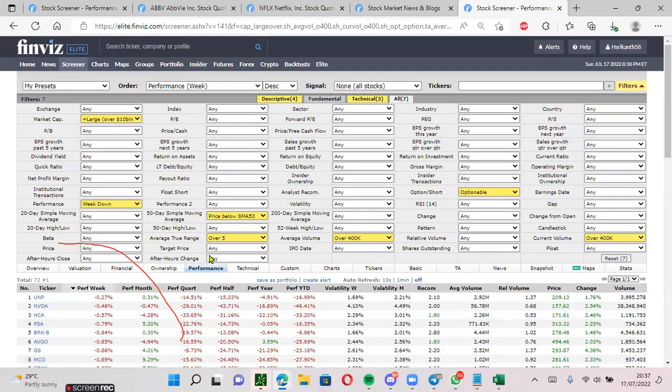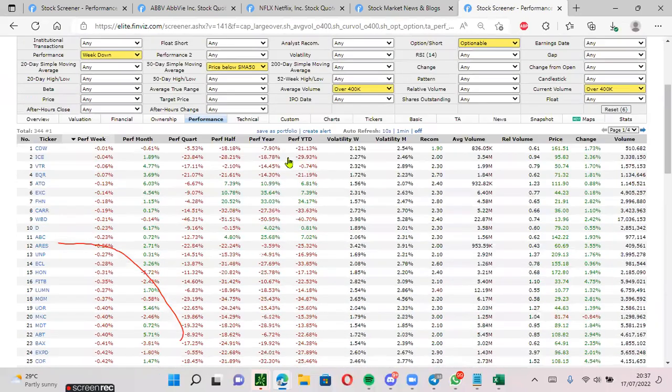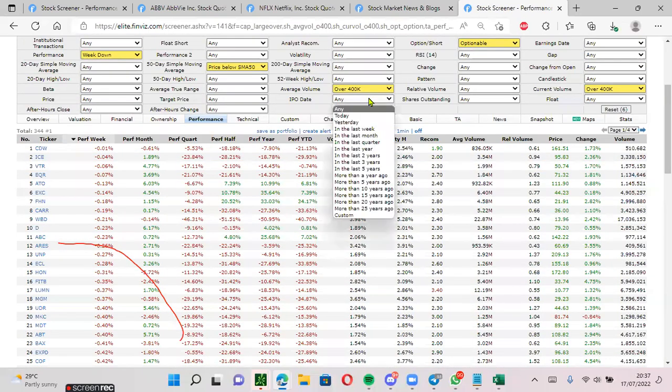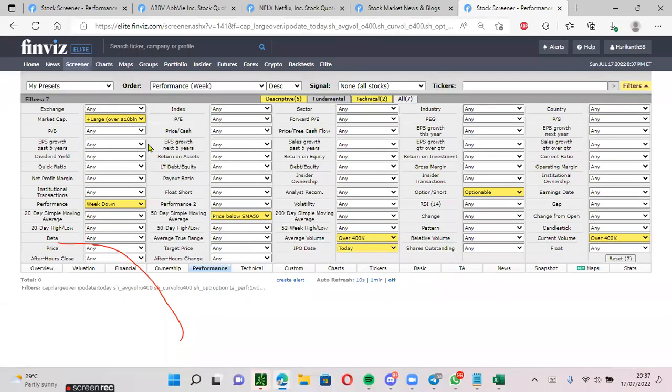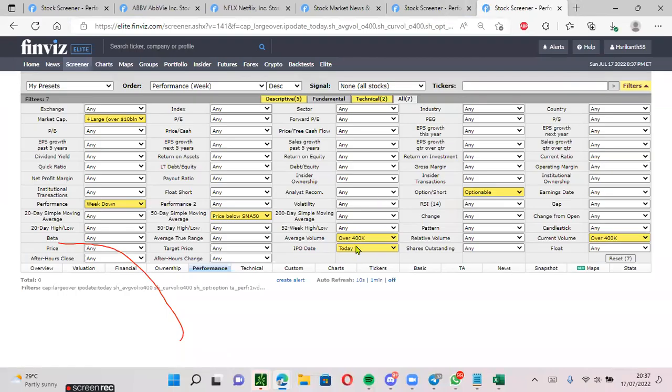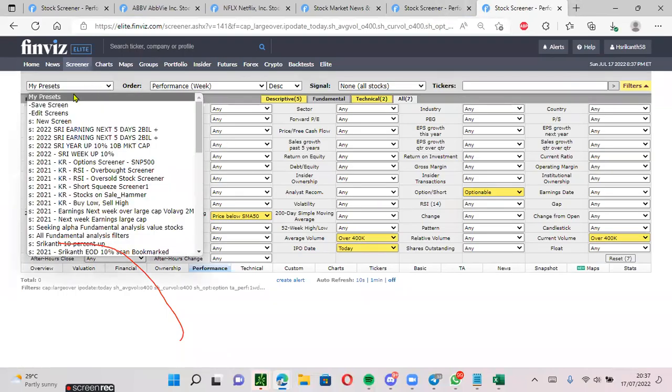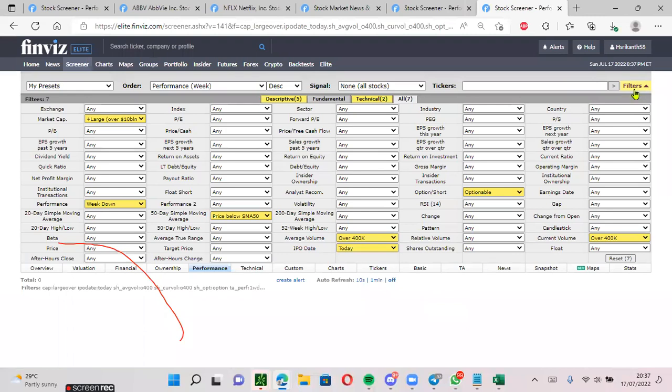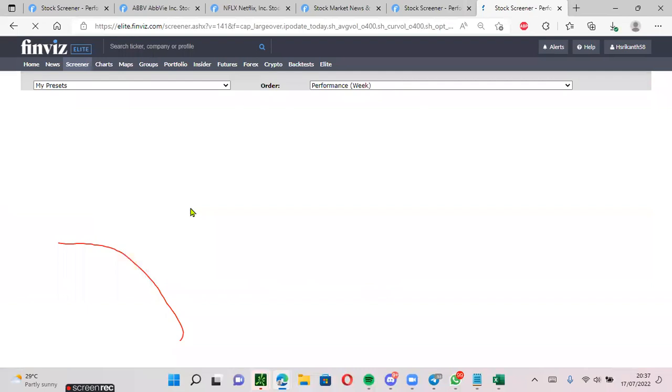I'll just remove. If anybody wants to know about IPOs, you can actually take a look at this. Yeah, good info. I can clear everything.